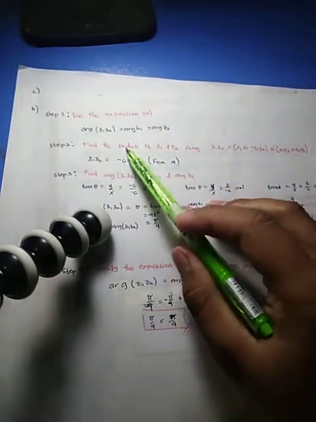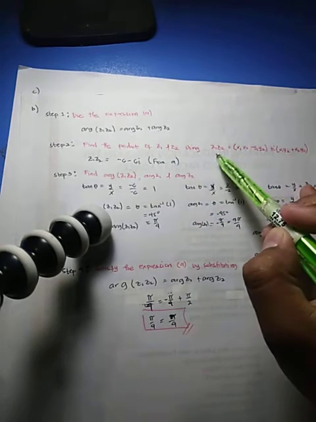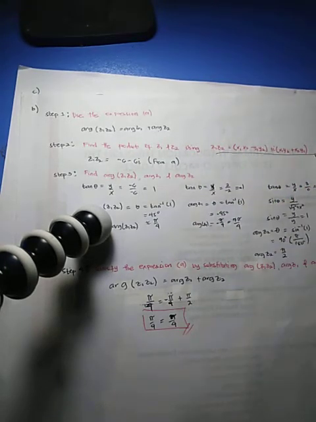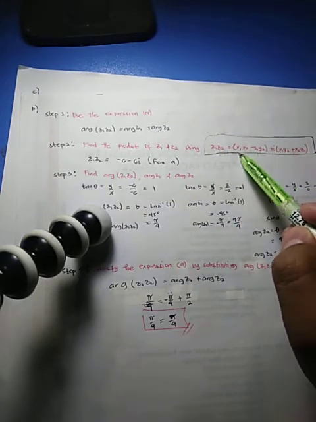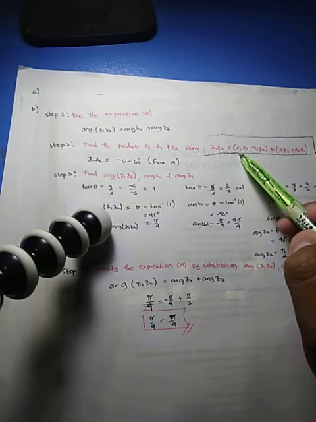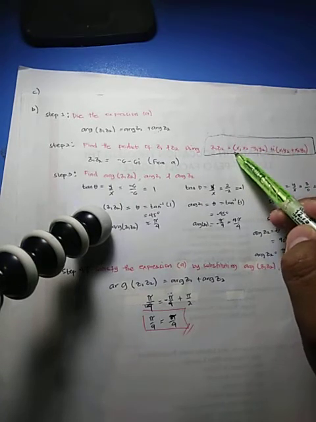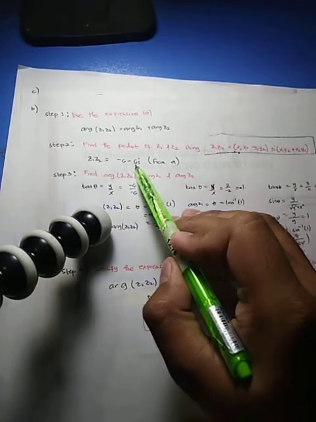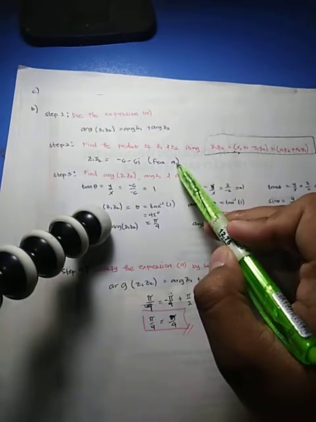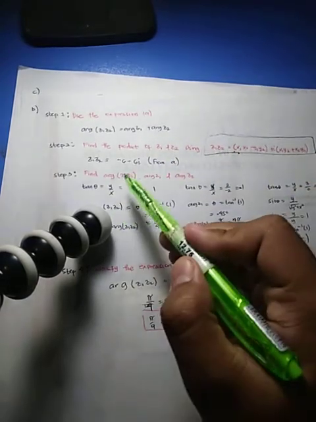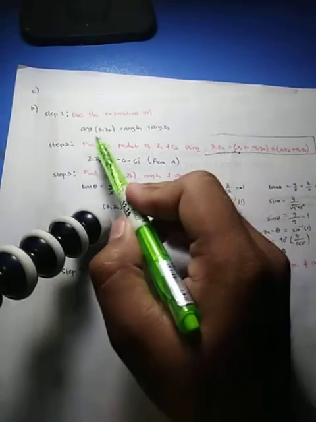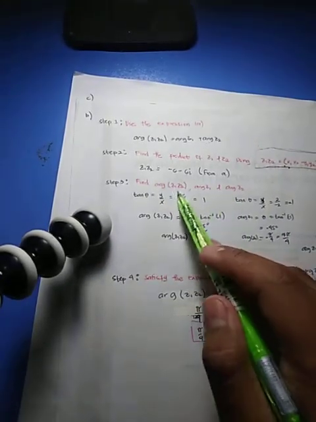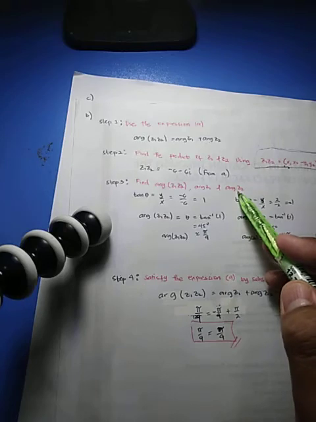Step number 2 is to find the product of Z1 and Z2 using, again, this expression from our previous examples. This is for multiplication. We already got this from our previous example, resulting in negative 6 minus 6i, from letter A. So, no need to calculate that one. For step number 3, we need to find the argument of Z1 and Z2, the argument of Z1, and the argument of Z2.